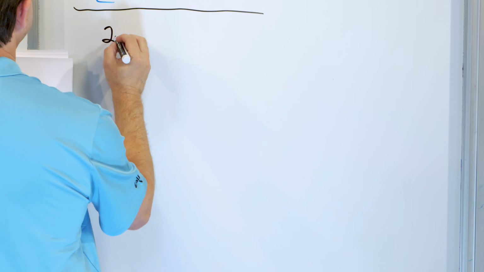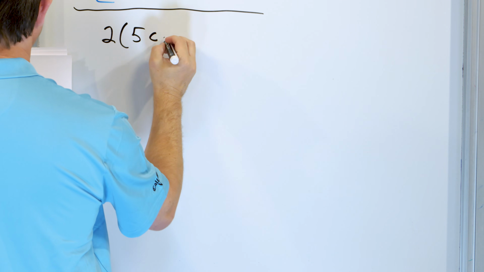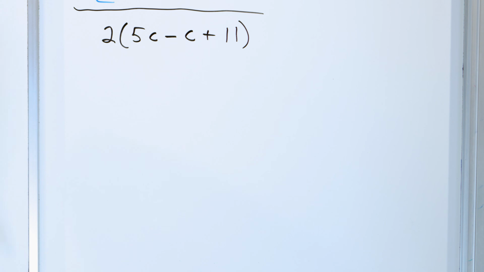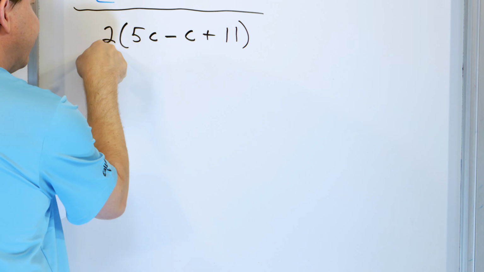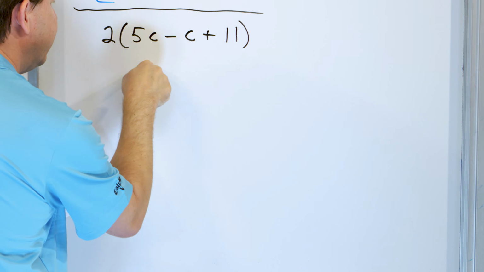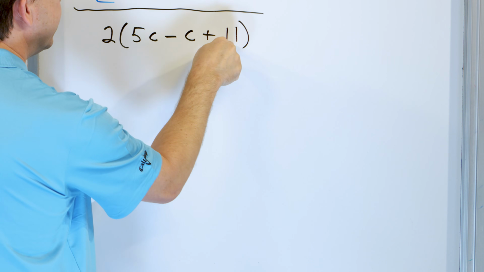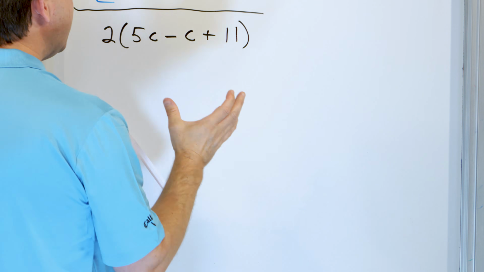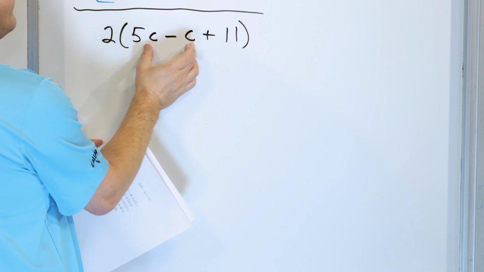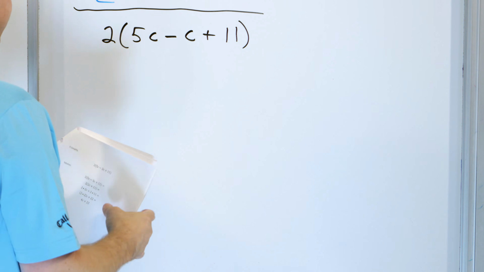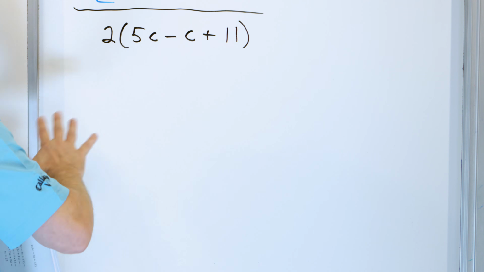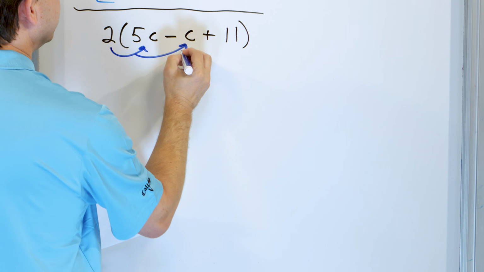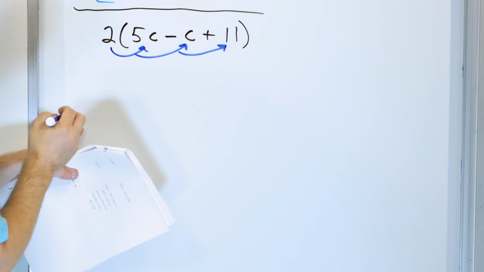What about 2 times 5c minus c plus 11? I have a choice here. If I wanted to, I could distribute the 2 times this, and then the 2 times this, and then the 2 times this. That would be totally fine. In fact, I'll probably do that here in a second. Or, if I wanted to, I could combine these like terms first, and then do the distribution. So let's do it both ways. We're not going to do both ways for every problem, but let's multiply in and get all of these done and see what we get.